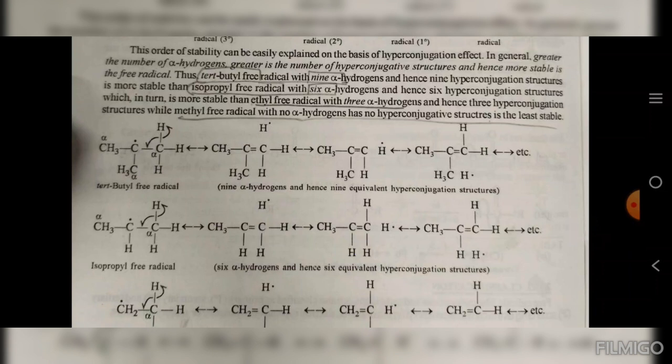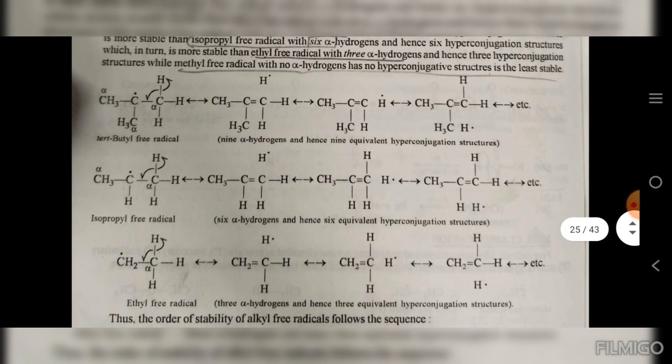In general, the greater the number of alpha hydrogens, the greater is the number of hyperconjugative structures, and hence more stable is the free radical. Thus, tertiary free radical with 9 alpha hydrogens and hence 9 hyperconjugation structures is more stable than isopropyl free radical with 6 alpha hydrogens and hence 6 hyperconjugation structures, which in turn is more stable than ethyl free radical with 3 alpha hydrogens and hence 3 hyperconjugation structures, while methyl free radical with no alpha hydrogens has no hyperconjugative structures and is the least stable.